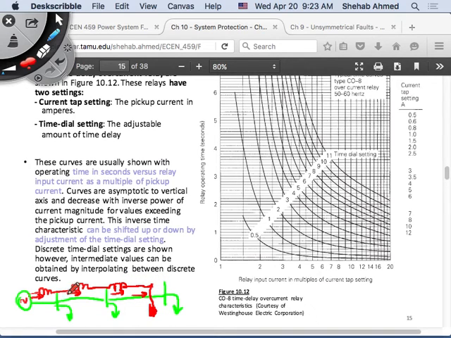If the fault happens here versus at point 1 versus at point 2, which will see higher fault current? Fault current at 1 will be higher, or fault current at 2 will be higher? Fault current at 1 will be higher, right? Because it's seeing less impedance on the way to the fault. So fault current at 1 will be higher than at 2.